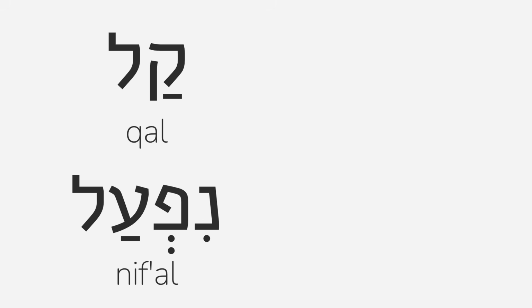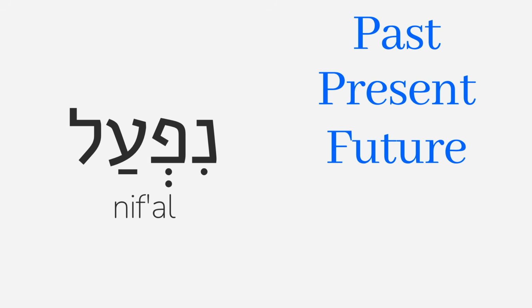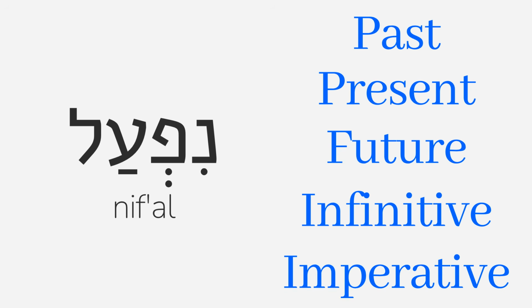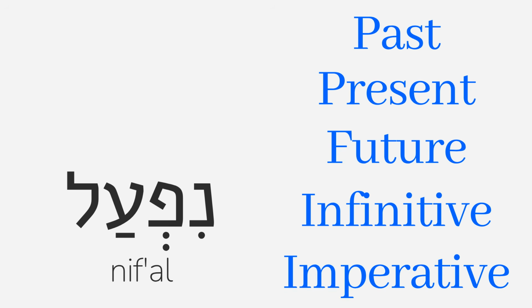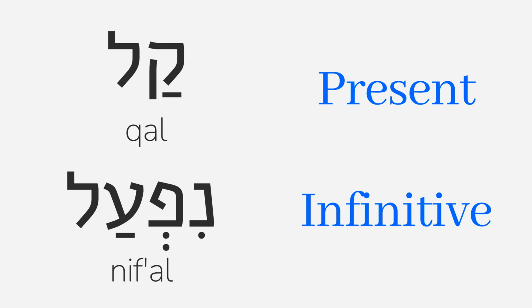I've saved this passive binyan for last because unlike the pual and the hofal, the nifal has more uses than just being the passive version of the kal. Another difference it has from the other passive binyanim is that the nifal is formed in all 5 tenses: past, present, future, plus the infinitive and imperative. What we're going to learn today is how to use the nifal as the passive counterpart to the kal, and how to form its infinitive and present tense.